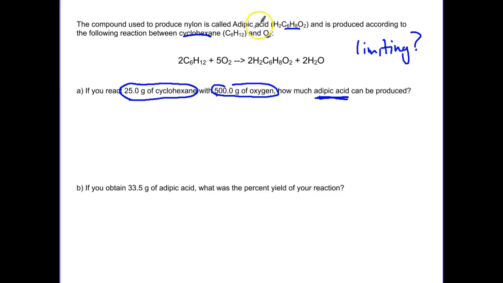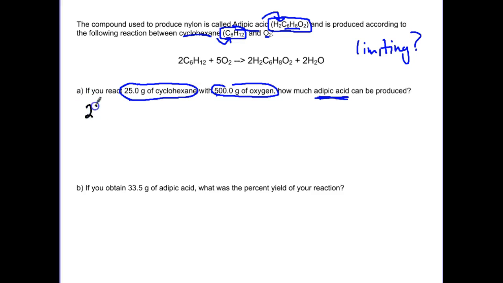One thing I want to point out in a problem, anytime a formula is listed after a compound, that's the formula of the compound. So adipic acid, the formula is H2C6H8O2. Cyclohexane, that's the formula. So let's go ahead and calculate the limiting reactant. You should be able to do this first, so go ahead and give it a shot.